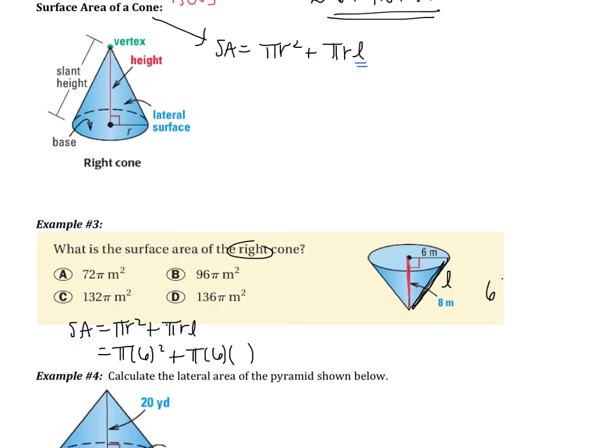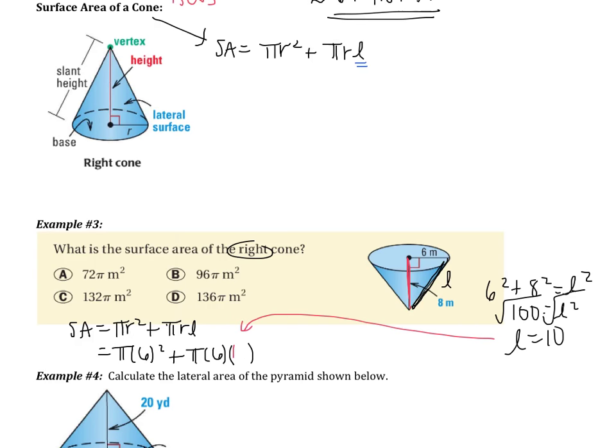So we have 6 squared add 8 squared equals L squared. This ends up being 100 equals L squared. Taking the square root, L equals 10. So our slant height is 10. Now we can substitute that 10 into our formula, all the way back here on the left.